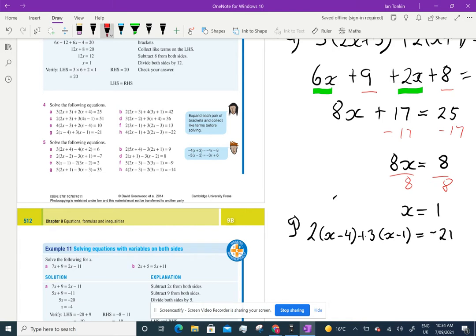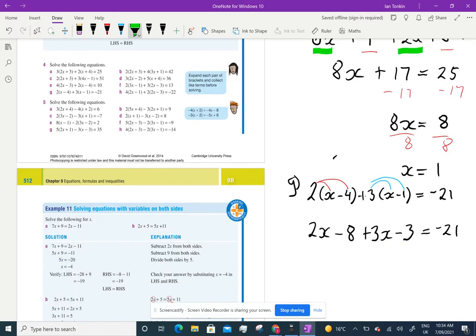First thing, let's expand this. 2 times that and 2 times that, and then 3 times that and 3 times that. Be careful of the signs. 2 times x, 2x. 2 times minus 4, minus 8. 3 times x, 3x. 3 times minus 1, minus 3, equals negative 21. Okay, I have to collect the like terms. Well, I can add the x's. 2x plus 3x, that's 5x.